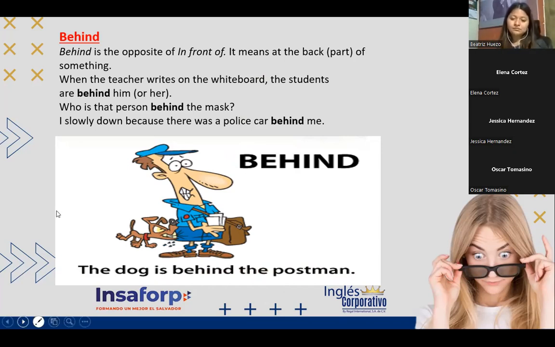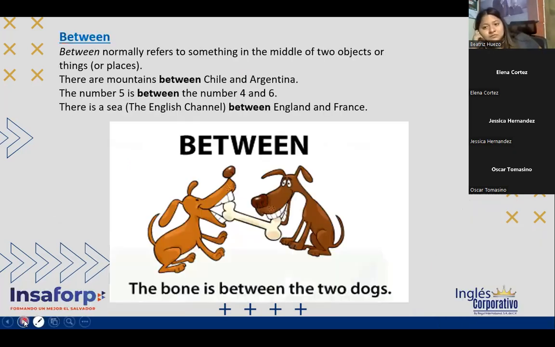Okay, here we have between. Between normally refers to something that is in the middle of two objects or things or places. What does it mean? ¿Qué significa? Between significa en medio o entre. Normalmente lo vamos a utilizar para referirnos a algo que está en medio de dos objetos, cosas o lugares, entre o en medio, okay?